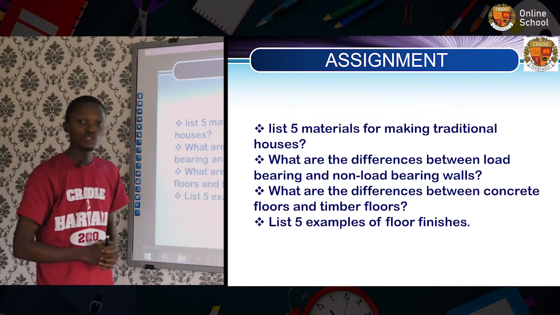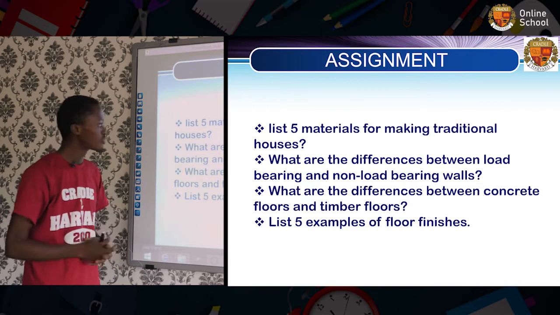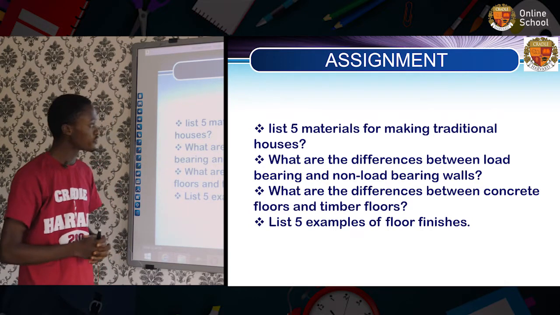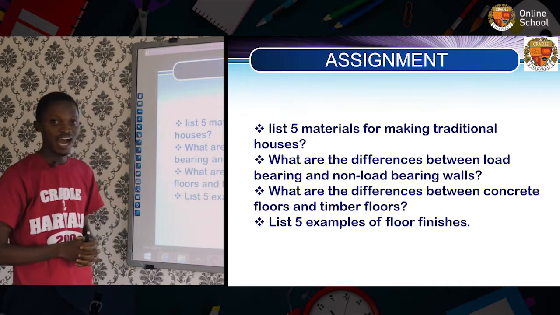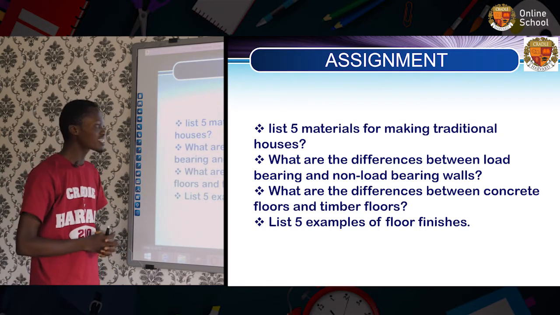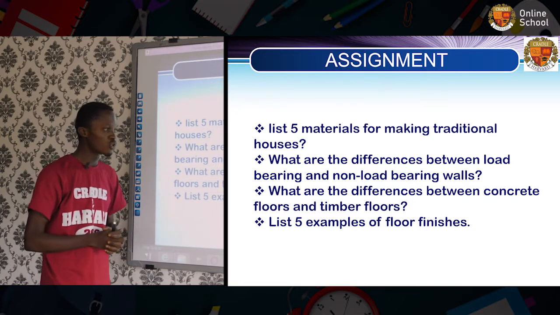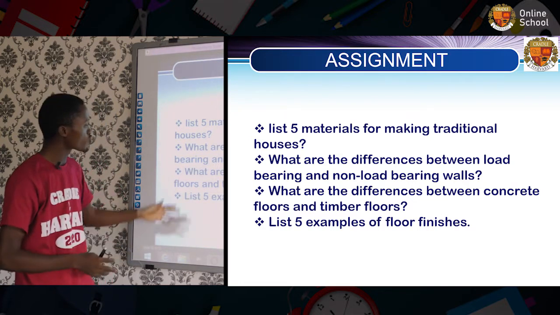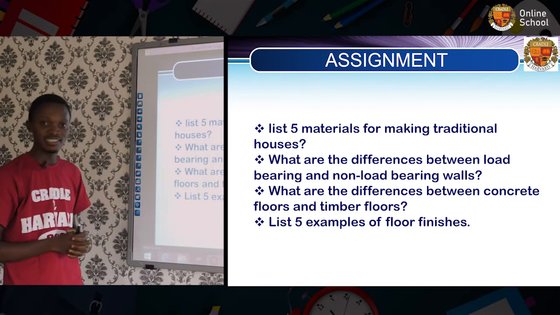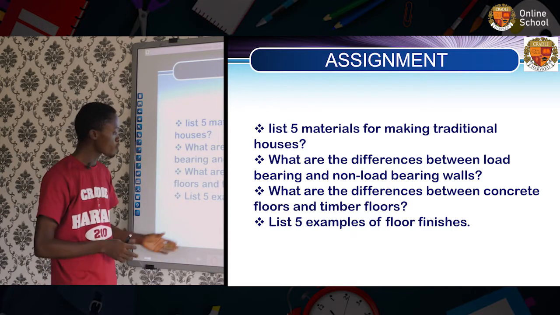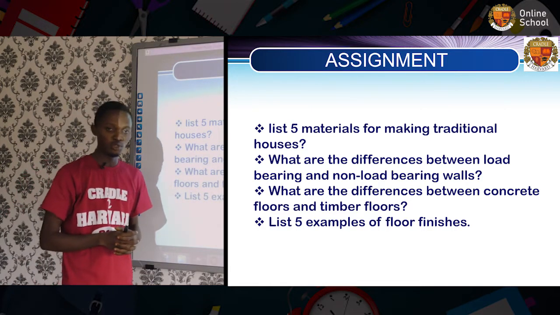Now, you will attempt this on your own. Google, research, and of course, refer to your textbooks. One, list 5 materials for making traditional houses. Two, what are the differences between load-bearing walls and non-load-bearing walls? Three, what are the differences between concrete floors and timber floors? Finally, list 5 examples of floor finishes that you know.